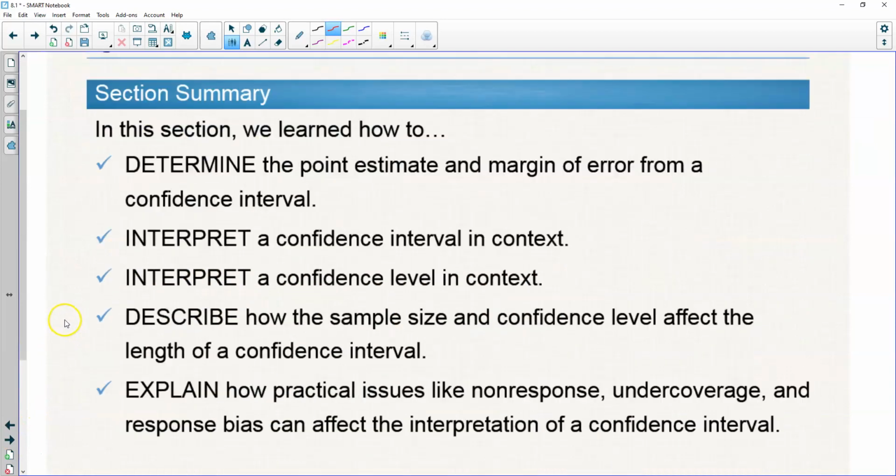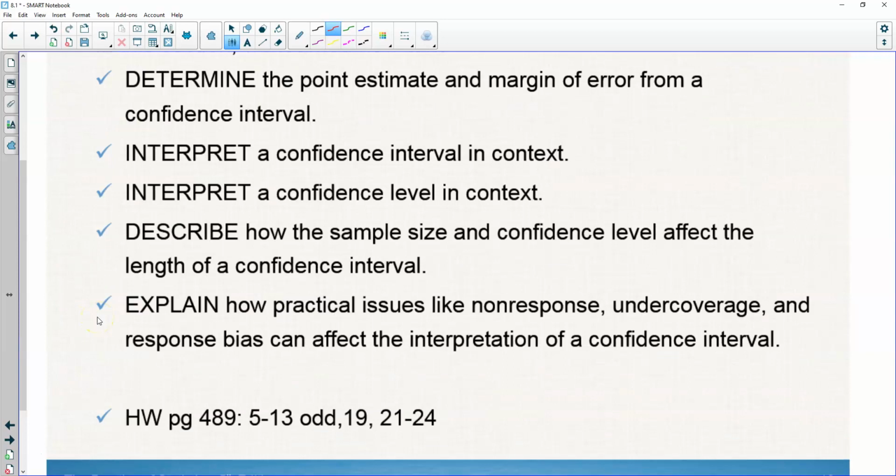And that is the basics. So that's what we covered, and here is the homework for section 8.1.